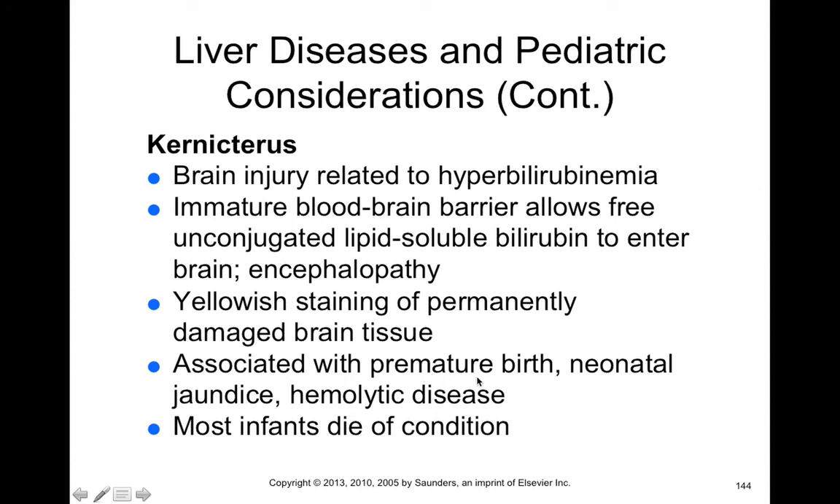And it's associated with premature births or neonatal jaundice or even different hemolytic diseases. All these conditions may cause hyperbilirubinemia. And in neonates, because their blood-brain barrier is not well formed yet, bilirubin can start to accumulate in the brain tissue. Now, for most infants that have this condition, they typically die of it because so much bilirubin accumulates so quickly, it's often irreversible brain injury.